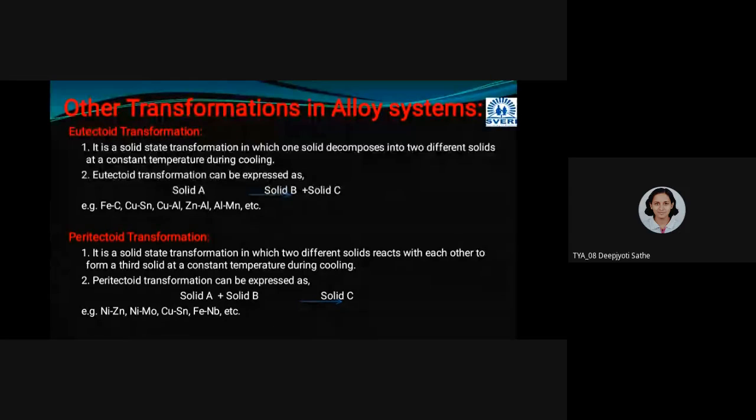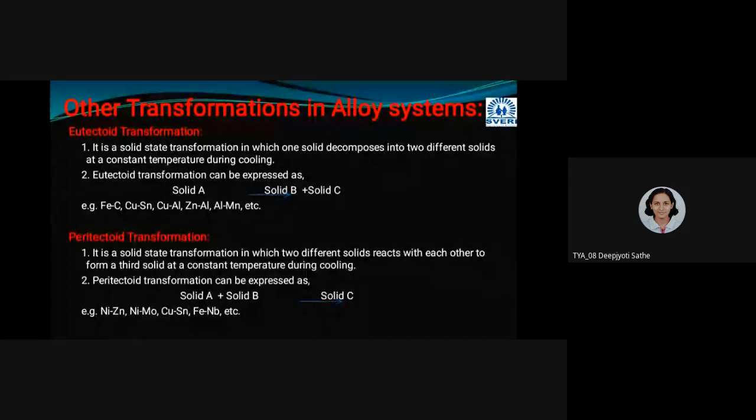Okay, I will complete the two transformations here. Somewhat that slide got disturbed. I will explain it. These are some important transformations which will be helpful for you in the next chapters. That is the eutectoid transformation. You can see it on your screen or on that slide. What is the eutectoid transformation? What is the peritectoid transformation? Now I will explain the first.